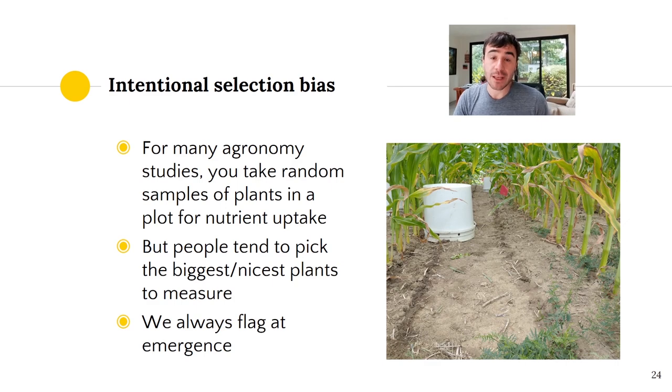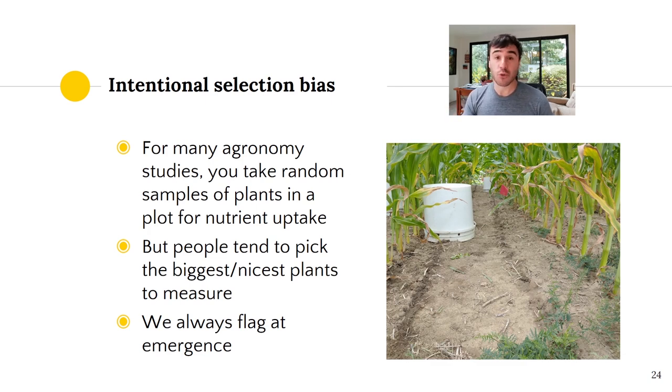So I want to give another example of how we can avoid unintentional selection bias in agronomy experiments. Often when we do agronomy experiments, we're really looking at yield. And by yield, we measure the yield for all the plants in a given area. So in a plot that's 15 square meters, we'll harvest all the plants and measure yield. But to measure nutrient uptake, which is also an important measurement, in many cases we're not going to measure the uptake of all the plants in a given plot. That's like 100 plants or more.